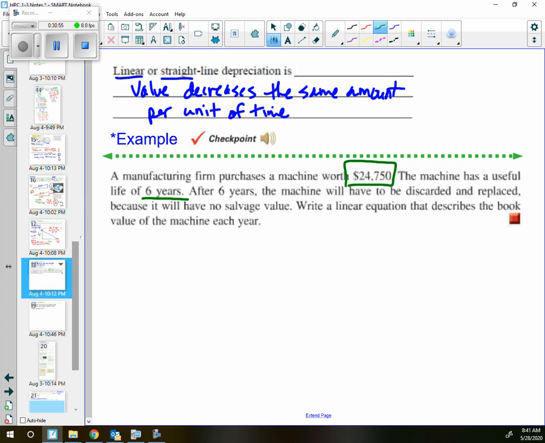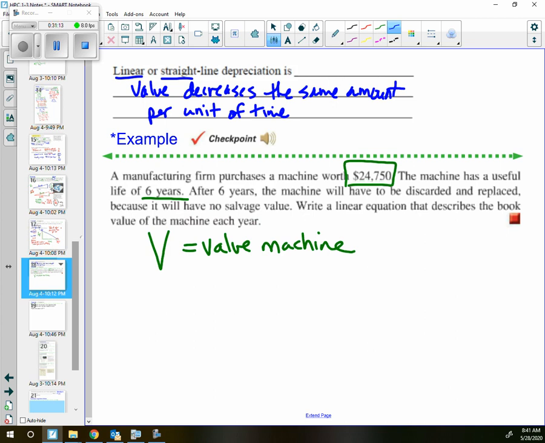All right, well, this is a super similar scenario to what we have. So we're trying to write an equation for values. So you might want to use V to represent the value of the machine each year. You can use whatever variable you want, but sometimes it's helpful to use a letter that makes sense, helps you remember what you're talking about.